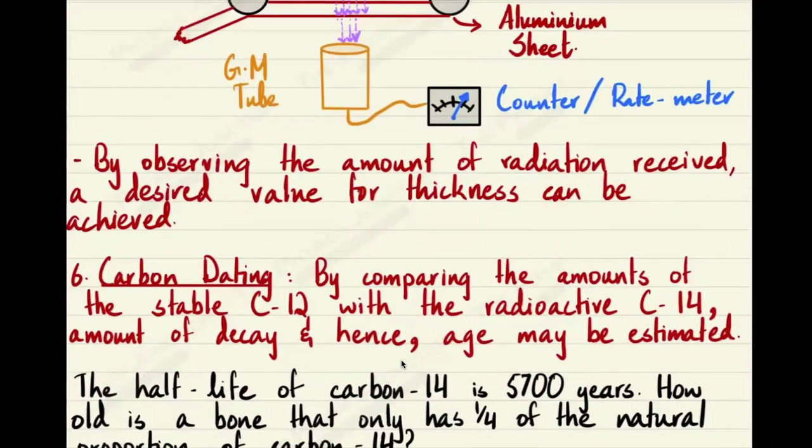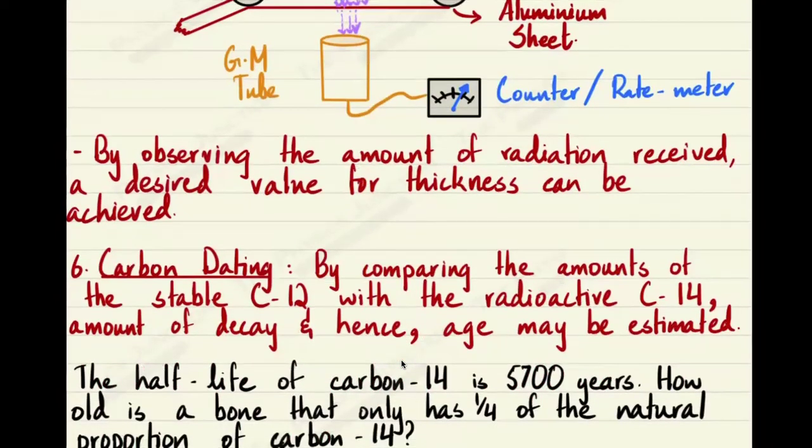Another one is called carbon dating. So the idea about carbon dating is basically using some carbon isotopes to find the age of some sample. Again, it's not what you guys are thinking at all. It's just related to carbon. So by comparing the amounts of the stable carbon 12 isotope with the radioactive carbon 14 isotope, you can estimate the age of anything. So basically any living thing is made of carbon and oxygen and hydrogen.